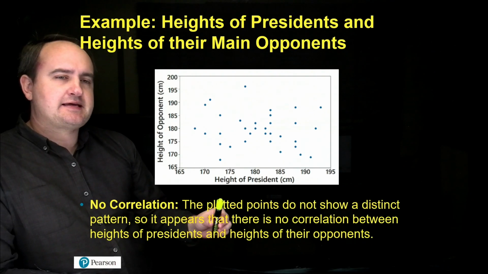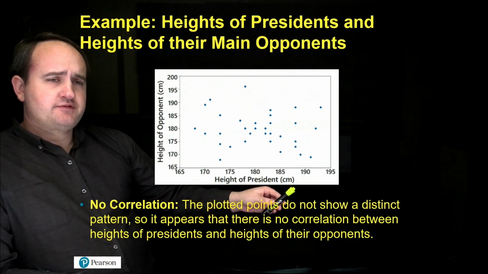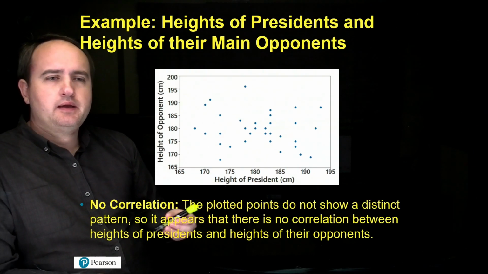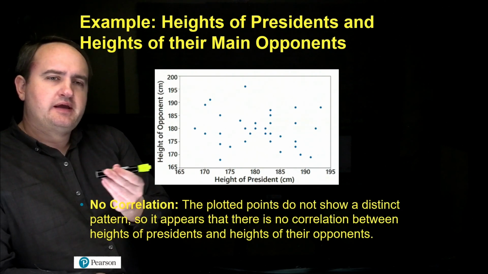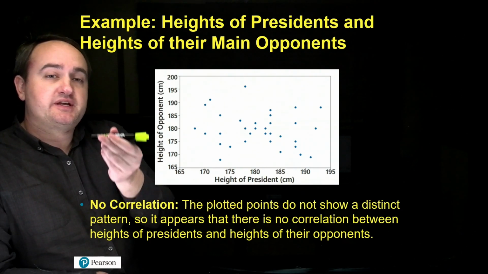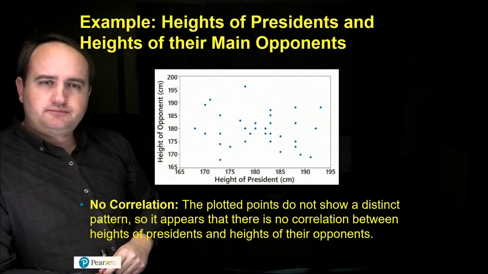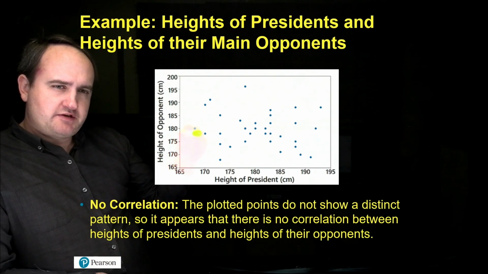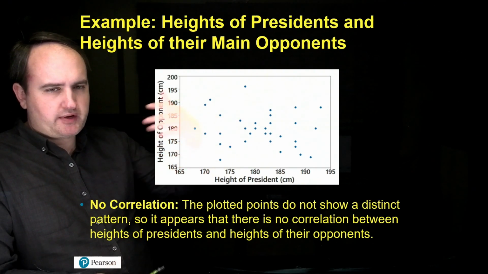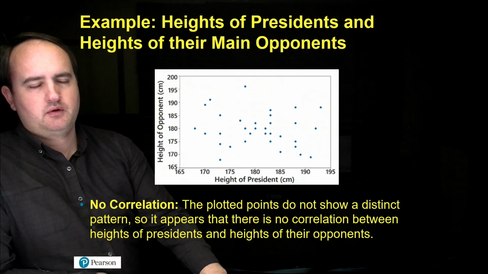Okay, so here the x-axis was representing heights of presidents in the United States. This is from the book. And then that's in centimeters. And then the vertical axis actually represents the height of the presidential opponents that they ran against. And yeah, it's very difficult to see much of a pattern here. It's all spread all over the place, so we say there's no correlation.